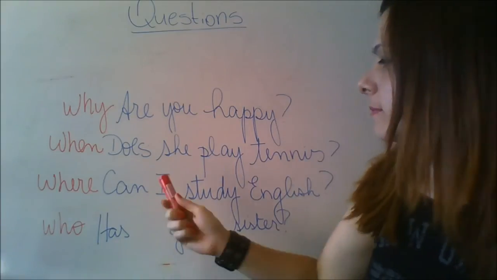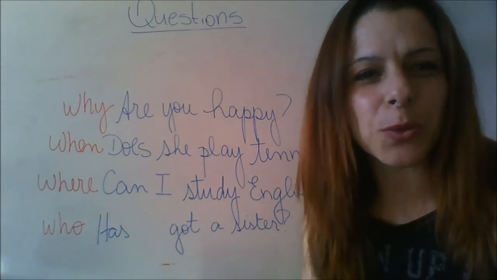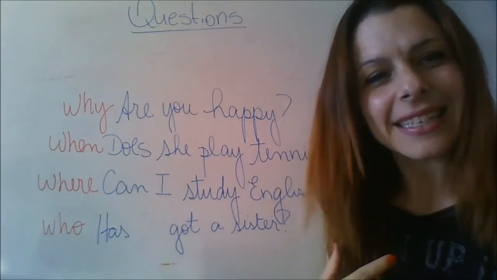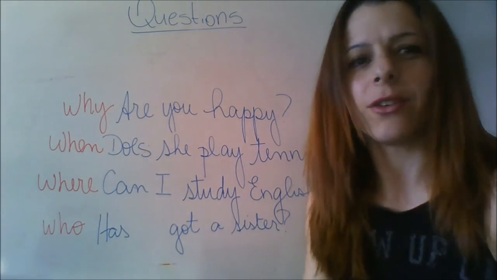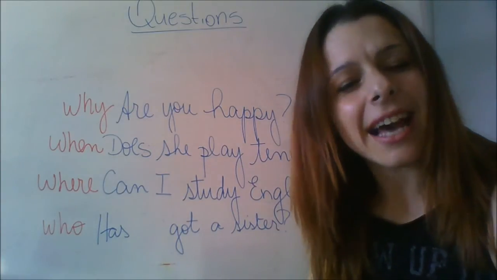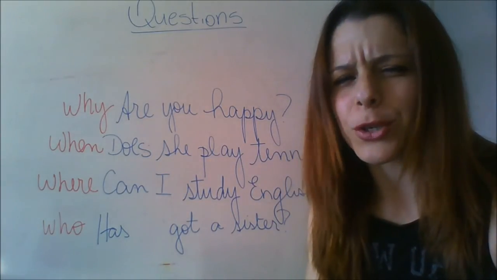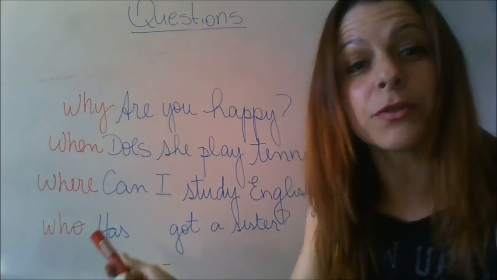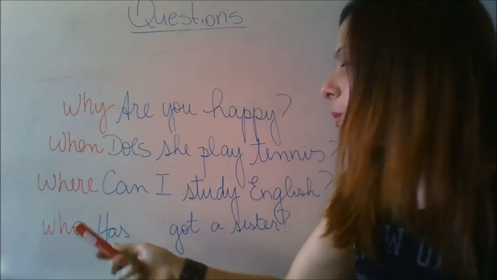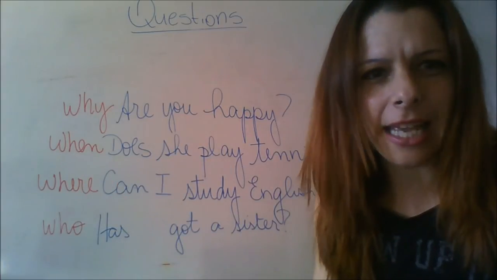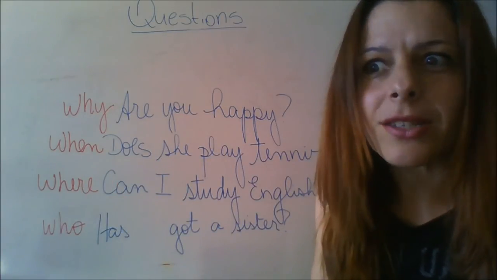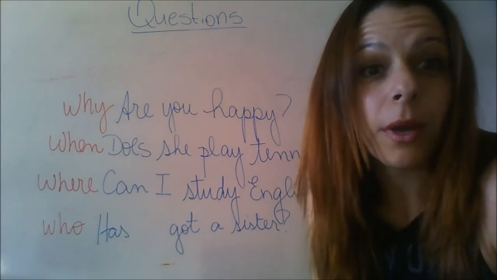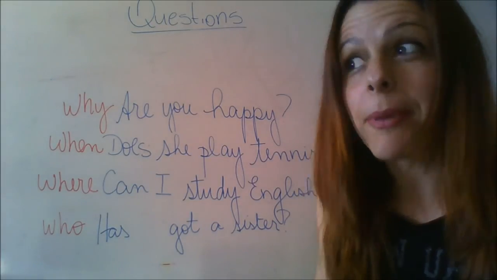Okay? The third sentence was using can. Okay? So, can I study English? Oh, yes, I can, or no, I can't. Now, the question is not about yes or no. It's about place. It's about location because of the word where. So, where can I study English? I can study English at school. I can study English at home. I can study English at the park.